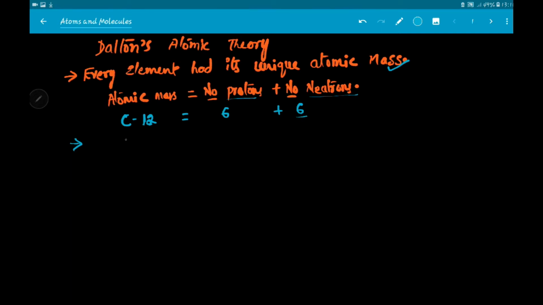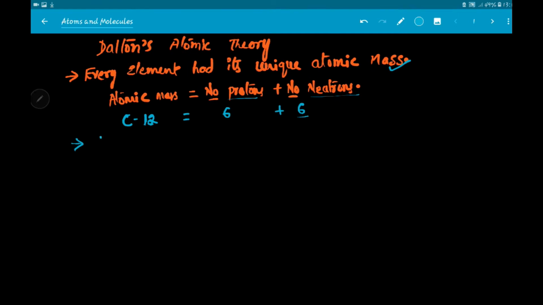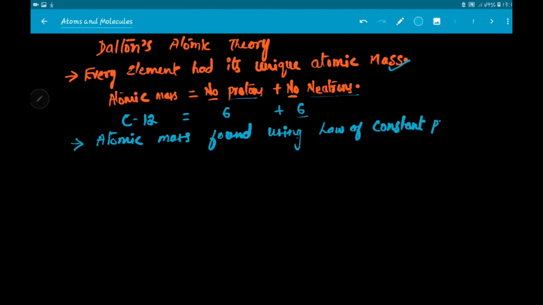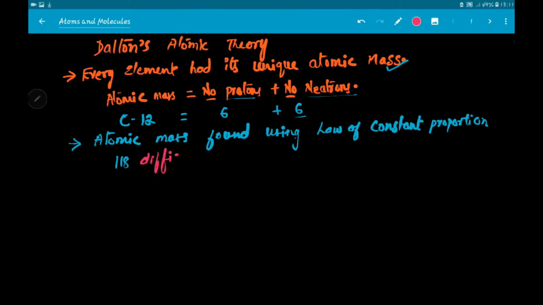So initially scientists didn't know how to measure this atomic mass. As more and more elements were discovered, initially atomic mass was found using the law of constant proportions. We know there are 118 elements. It will be difficult to find the mass of each individual element. Therefore they thought to take relative atomic mass. That means by finding the mass of one element, you are going to compare the mass of other elements.